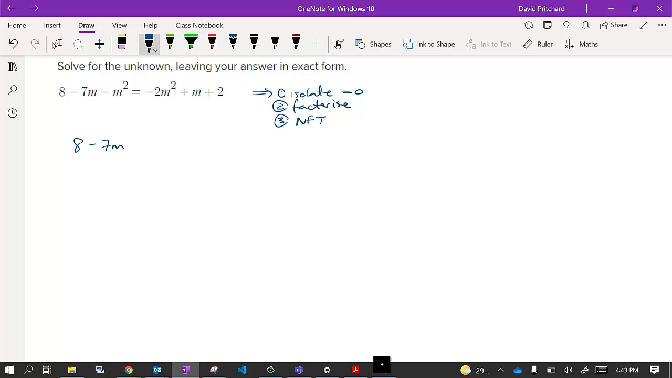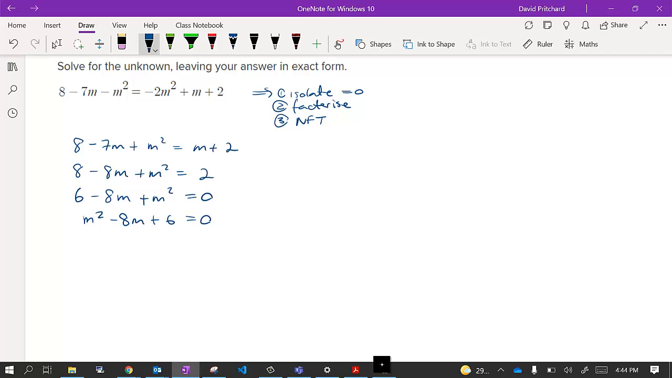So now I've got 8 take 7m plus m squared is equal to m plus 2. I can now subtract m from both sides, so I've got 8 take 8m plus m squared is equal to 2. Now I can subtract 2 from both sides, and I've got 6 take 8m plus m squared is equal to 0. So I can rewrite that to make it look more like a quadratic. M squared take 8m plus 6 is equal to 0. We could possibly look at 2 options here, or 3 options.